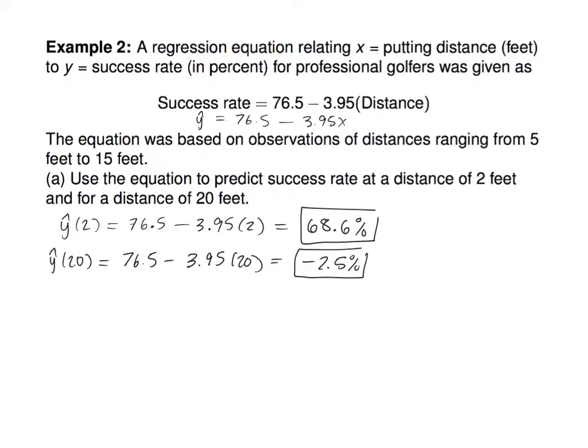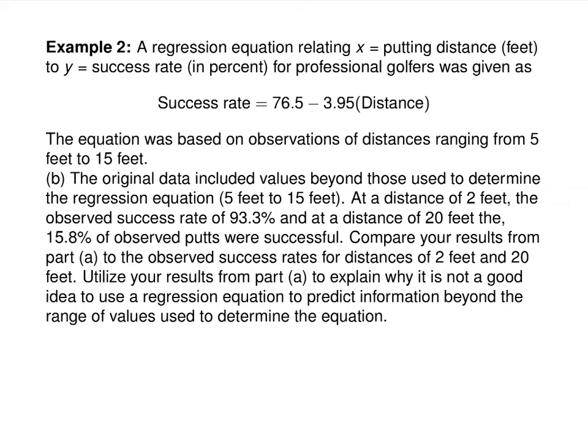Exactly. So obviously there's something going on here, right? The problem is that the data used to make this equation range from 5 to 15 feet. These values are outside of that. The original data included values between 5 and 15, and at a distance of 2 feet, the actual observed success rate was 93%, which is quite good, way better than predicted. And at 20 feet, it was 15.8%. So compare your results from part A to the observed success rates. These are actual numbers now.